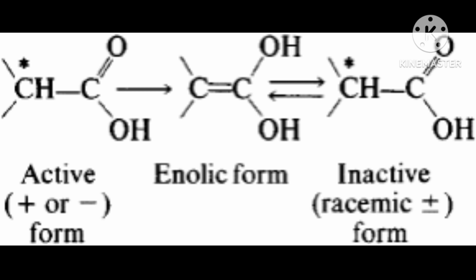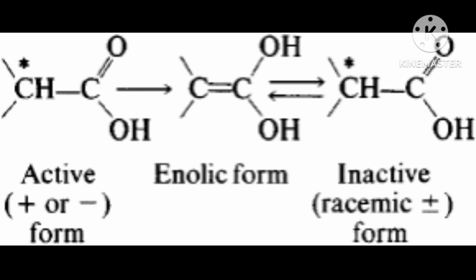A racemic mixture is represented by prefixing DL. You can write a small d, a small l, together DL, meaning dextro and levorotatory together. It means you are talking about a racemic mixture. It is represented by DL, or by the signs plus minus in a small bracket, which is also a notation of a racemic mixture.